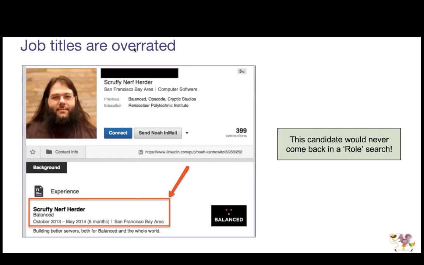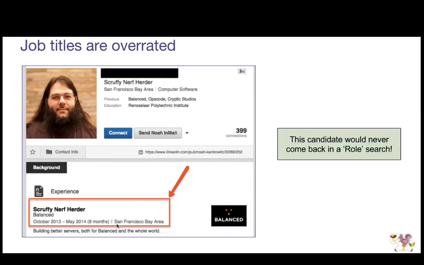This is an example guy online. His job title is literally Scruffy Nerf Herder. And if you look down, he's talking about building better servers. Looks like he'd actually be a solid back-end developer, but if you actually ran a role search for this type of candidate, he would never come back in your search, right? And so this is the issue, again, with software developers in particular compared to other types of roles. And this is kind of an extreme example.